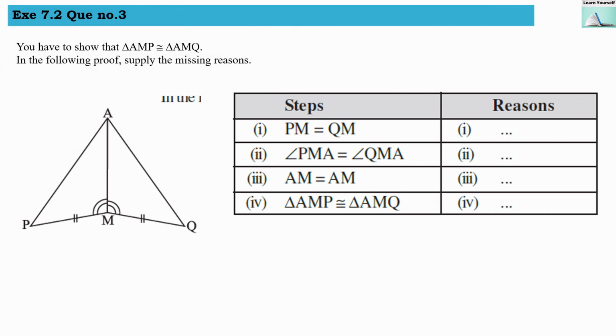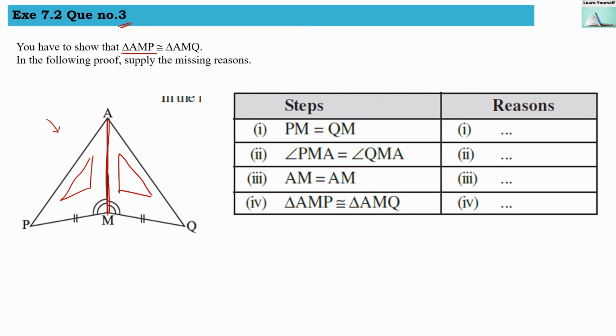Exercise 7.2, question number 3. You have to show that triangle AMP is congruent to triangle AMQ. So here in the figure we can see that triangle AMP is one triangle, and the second triangle is AMQ. Both triangles have one common side between them. So in the following proof, supply the missing reason.